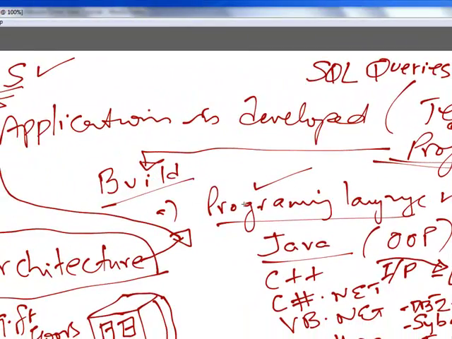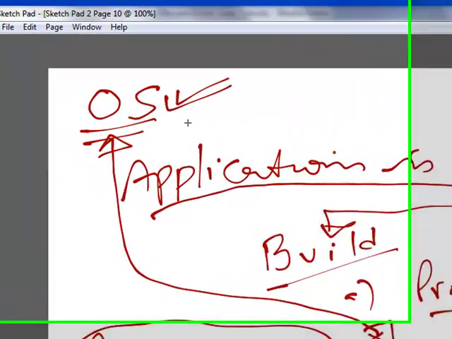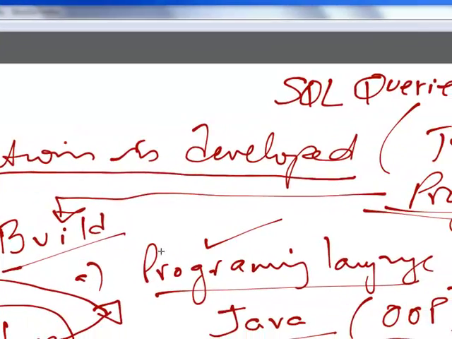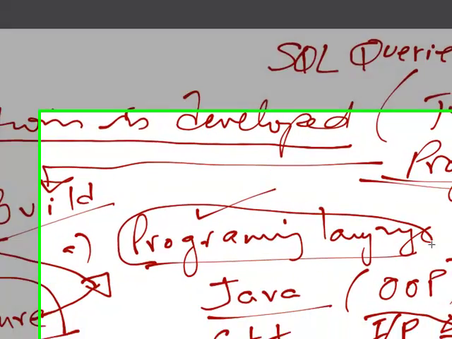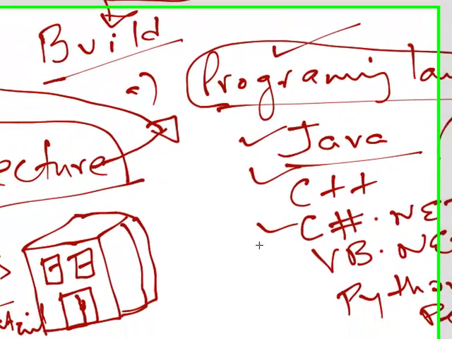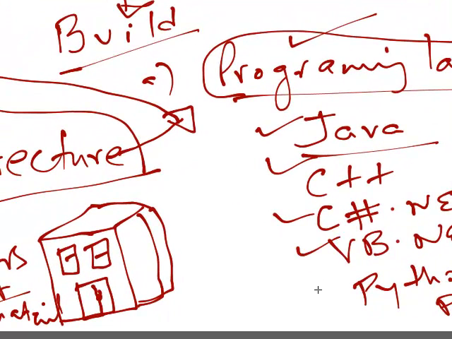Coming back again, we were talking about when your development team is building an application, that application will run on an operating system. We talked about different operating systems which are out there. Now, when they build that, they will be using a programming language, like Java, C++, C#.NET, VB.NET, Python, Perl. So at least one or two languages probably would be used to build that application.